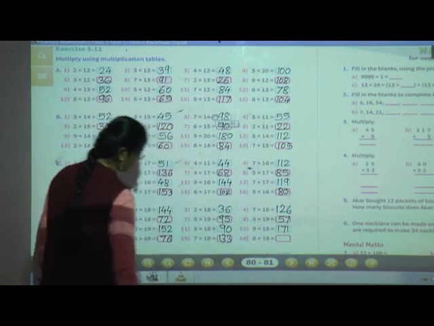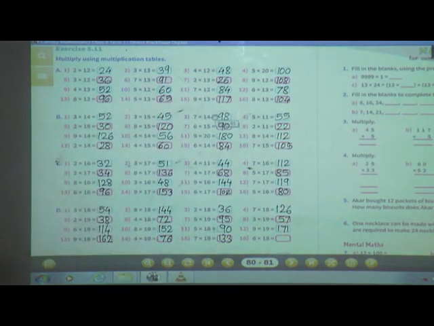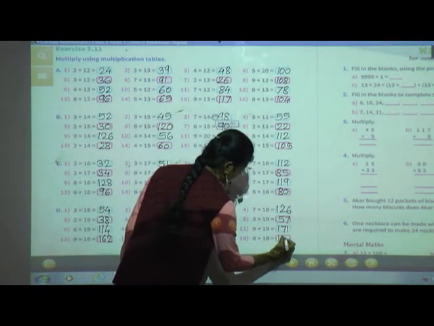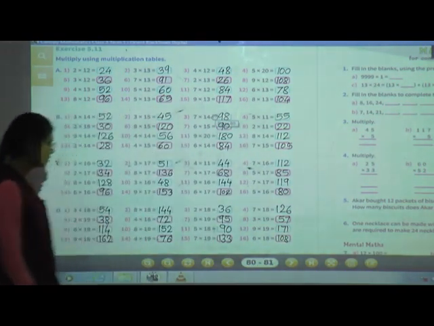19 sevens are 133. And the last is 6 into 18. Now here you have to say the table of 18. 18 6s are, yes, 18 6s are 108. Complete the question also.